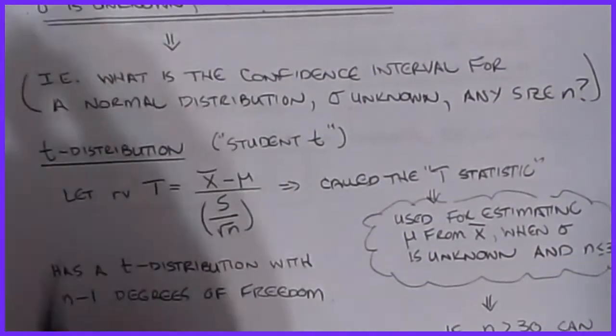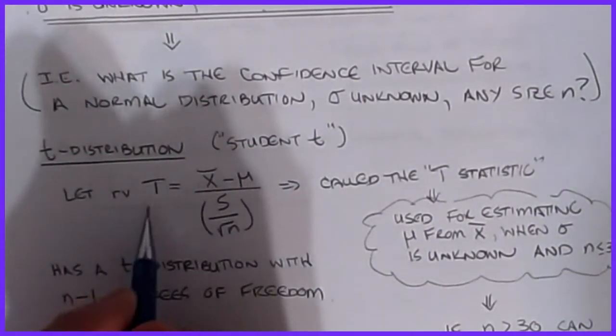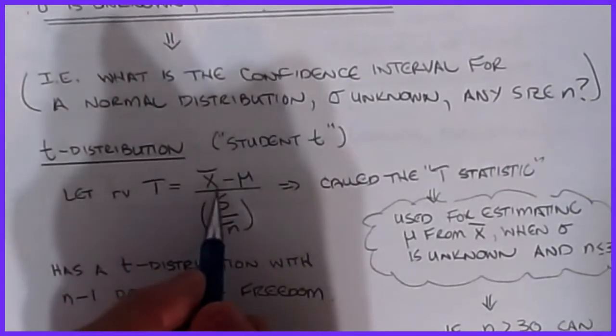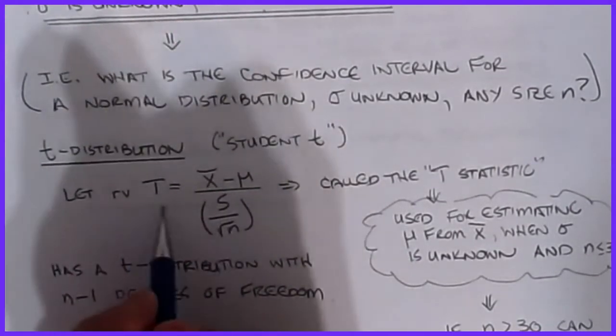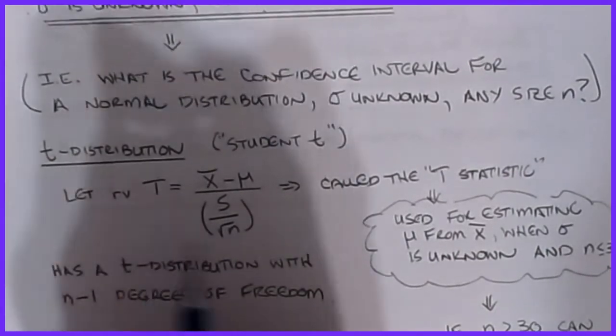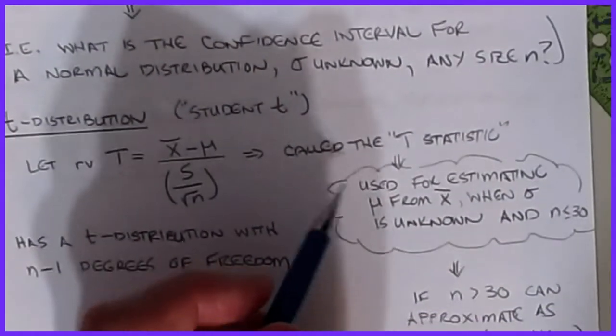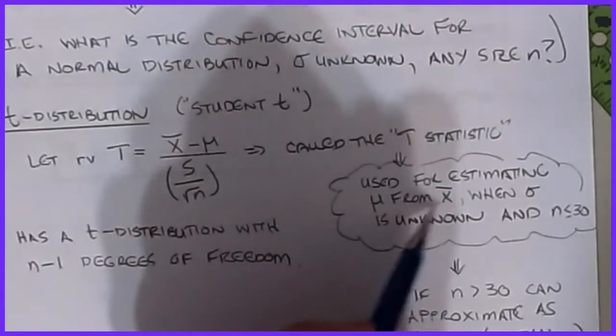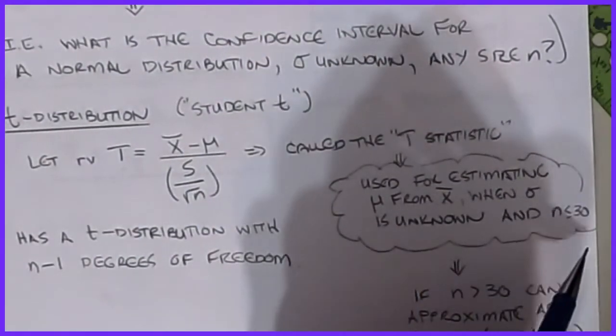Okay, and so what they're going to do is define a new statistic t as simply being x bar minus mu over s over square root of n. And if you look at that, that's basically the same formula we were using for z. This is called the t-statistic and is used for estimating mu from x bar when sigma is unknown and n is less than 30.